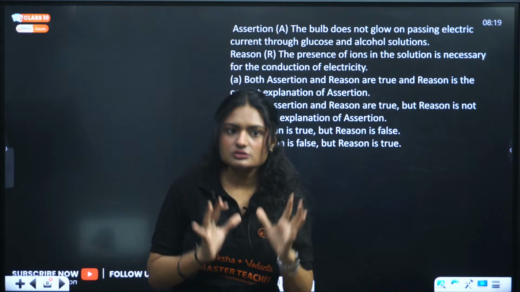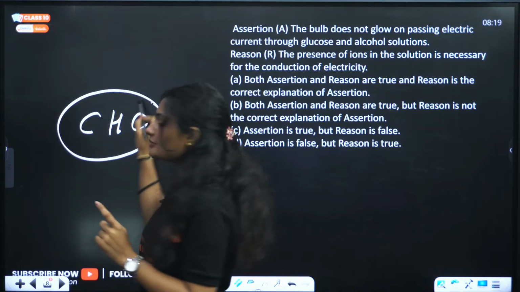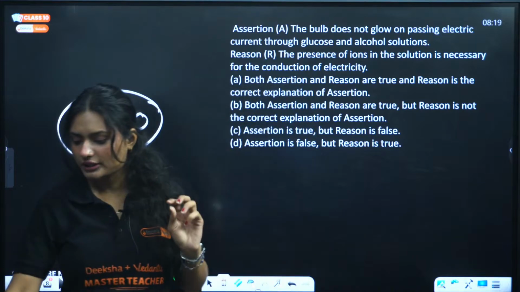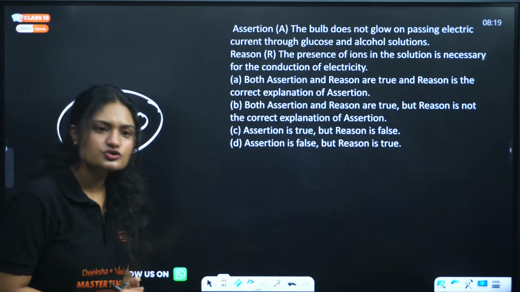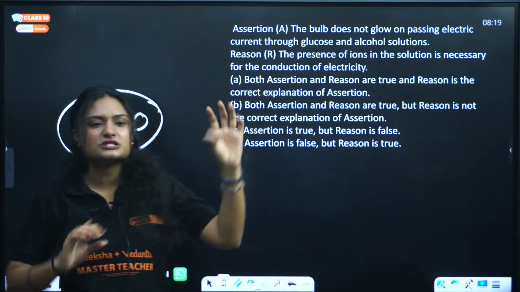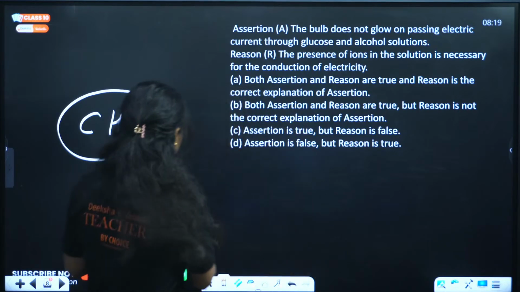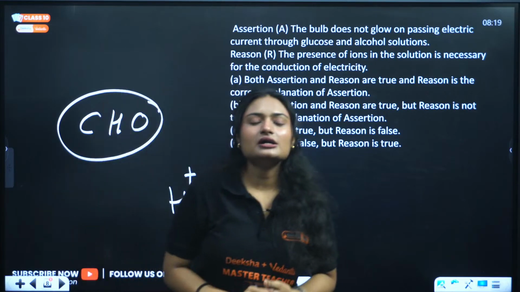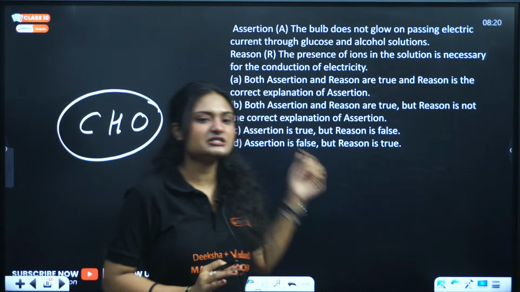Right. In glucose and alcohol, yes, they have carbon, hydrogen, and oxygen. These three elements are common in both. But the thing is, they are not present in ion form, right? They are organic compounds. That means they do not have charges, the positive and negative charges, or they are not polar, right? Polar means having a positive pole and a negative pole. So in alcohol and glucose, they do not have poles, and because of that they do not conduct electricity, because there are no ions.